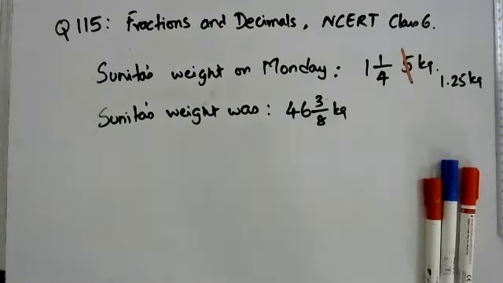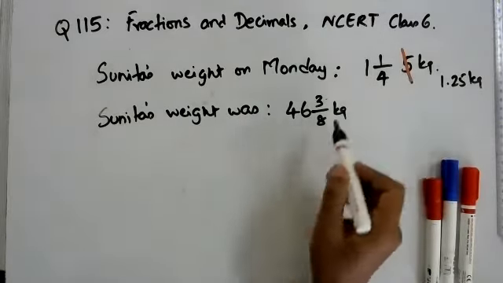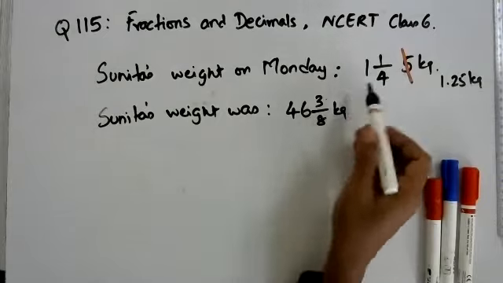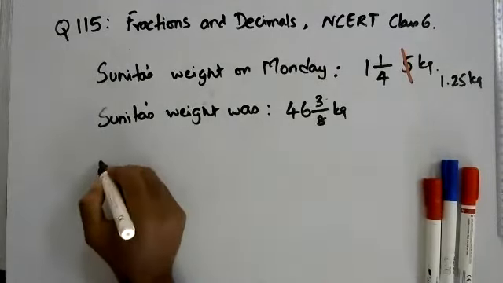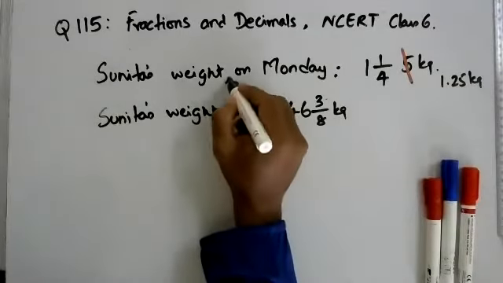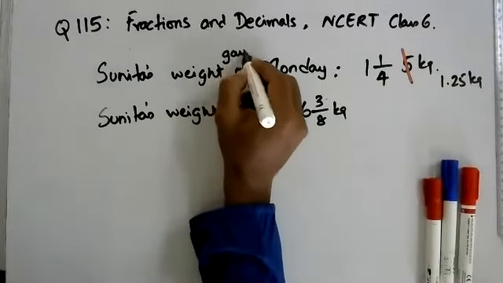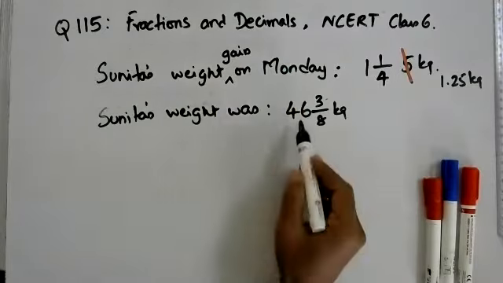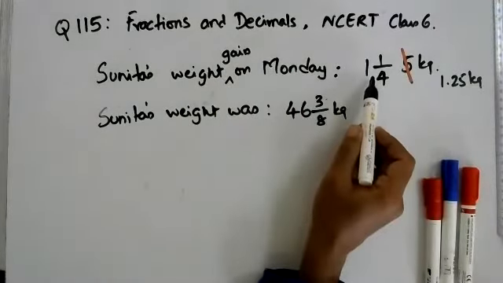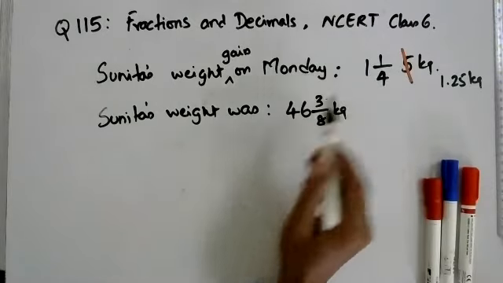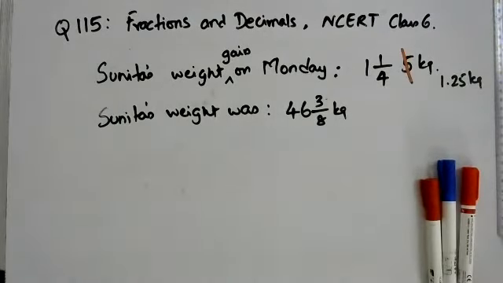Once you know that that's a misprint, it's obvious that what you need to do is simply add the two, because you need to know her weight on Monday. Sunita's weight gain on Monday. So she weighed this much. On Monday, when she checked, she found out that she had increased her weight by that much. So what was her weight? Is this clear? Any question to be asked by anybody at this point of time?